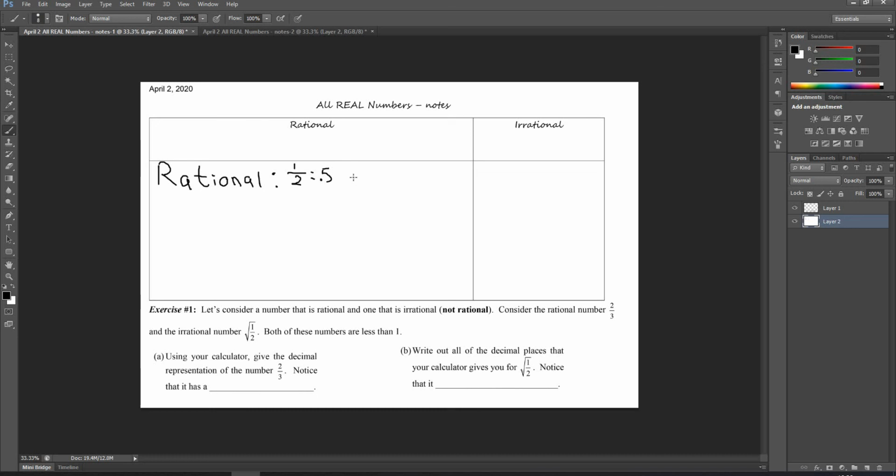We also have any decimal that ends. So for example, 0.15 is a rational number. It stops after 2 digits.